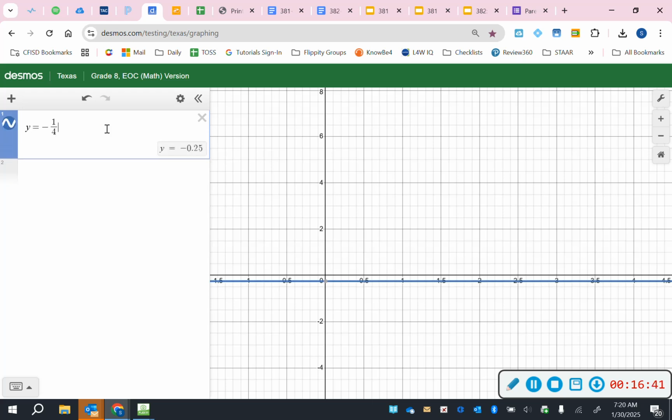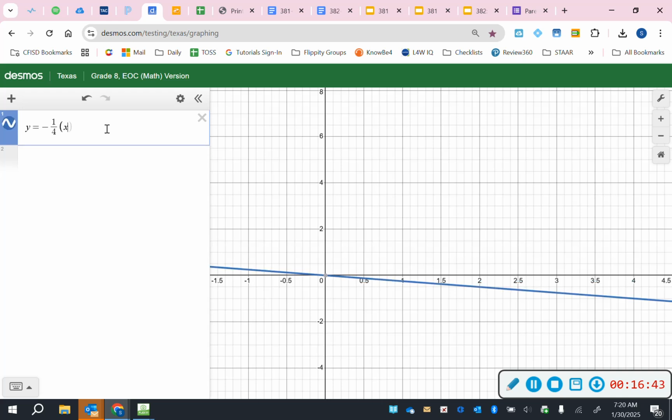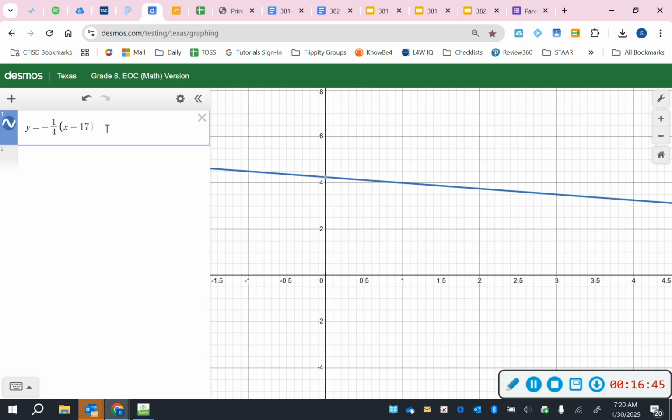So we got y equals -1/4, parentheses, x minus 17 squared plus 61.